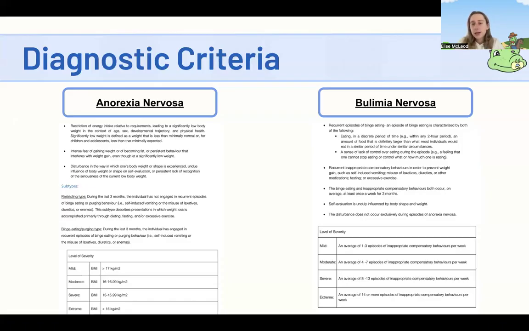But yes, I guess to look at bulimia, there's recurrent episodes of binge eating. So, eating lots of food in a small amount of time, more so than what most individuals would eat in a similar amount of time, and a lack of sense of control during that time is very important as well. And there's often compensatory behaviors like vomiting, use of laxatives, excessive exercise, etc., after these episodes of binge eating.